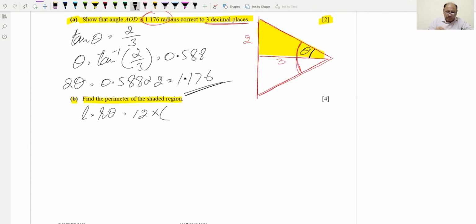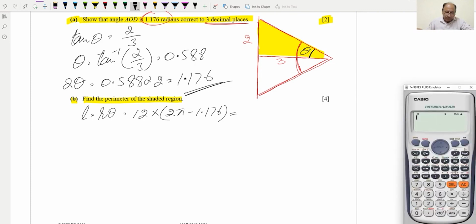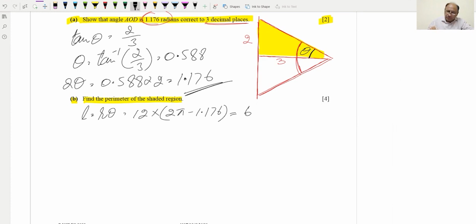So we can take 2 pi minus 1.176, and this we can calculate 12 multiplied by 2 pi minus 1.176 in brackets, and this is equal to 61.286. So 61.286, this is the length of the major arc.